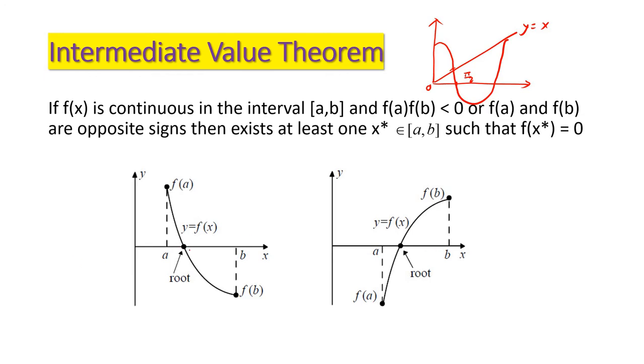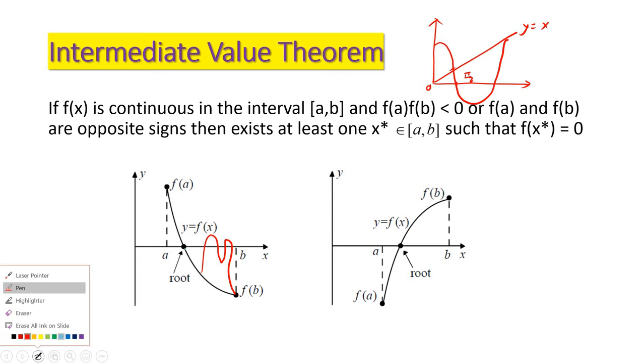Why at least? Because you may go down and then, let's say, go up, go down, go up, and then let's say this is b. So in this case, you have one root here. You may have another root, because fa is positive, fb is negative, but you go down, up again, then down again, up again, and then this one, fb is negative. So that's why you may have at least one root in the interval ab if fa times fb is less than 0.